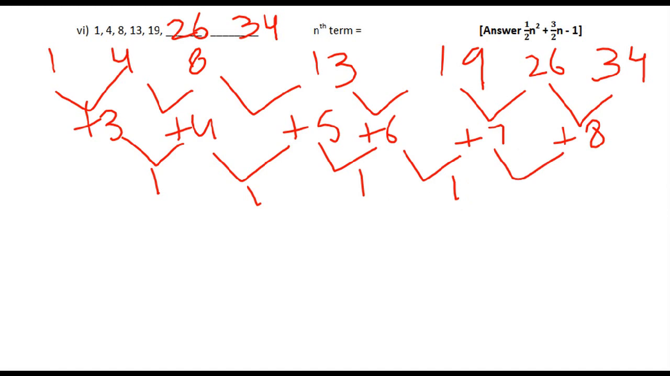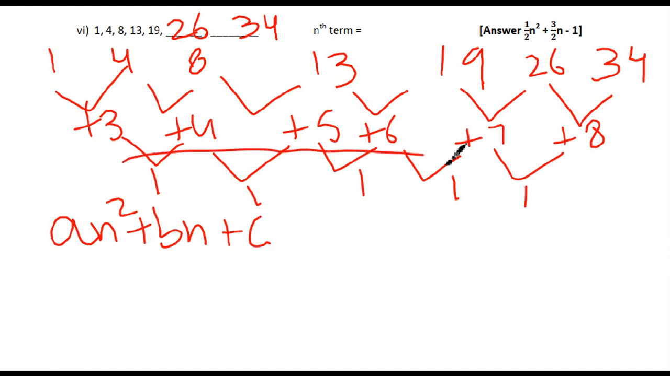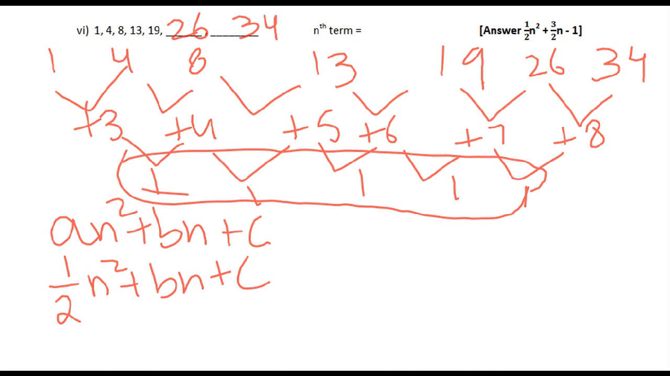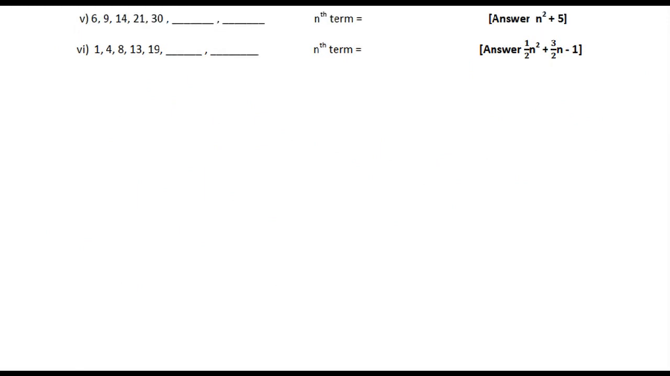This is a quadratic sequence, so its nth term will be in the form an square plus bn plus c. A will be this number divided by 2, so it is half n square plus bn plus c. Okay, clearing the screen. Half n square plus bn plus c.